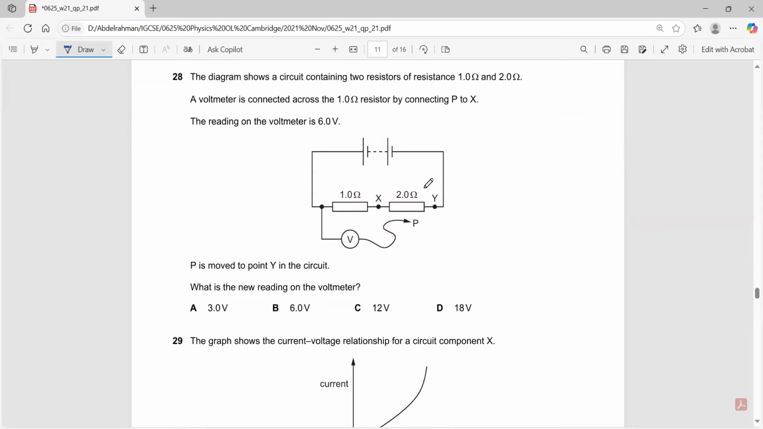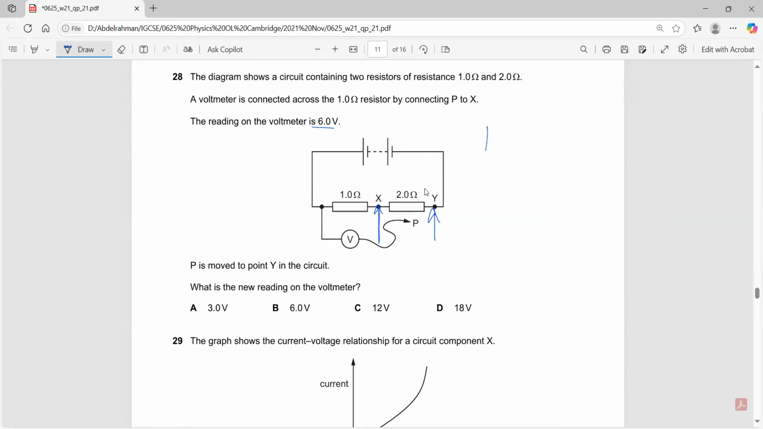Question 28. A voltmeter is connected across the 1 ohm resistor. The reading is 6 volts. As it's at this position, it reads 6 volts. When P is moved to the end of the circuit at point Y, what is the new reading on the voltmeter? If you think about it, this is a potential divider.